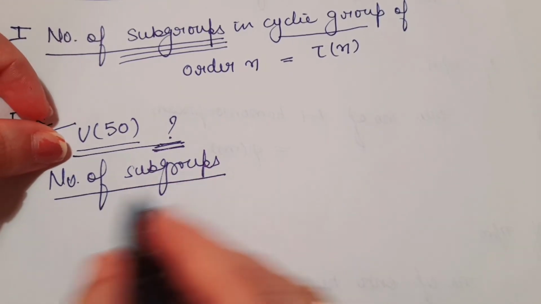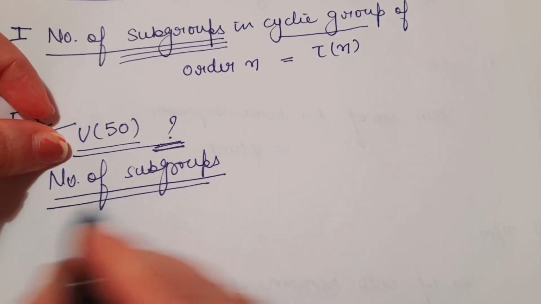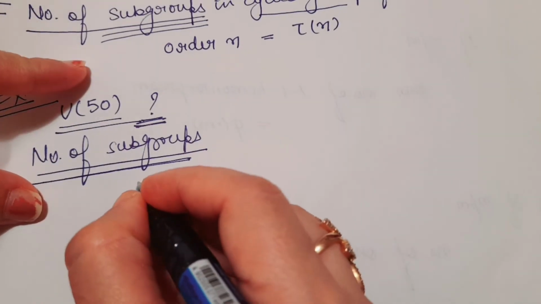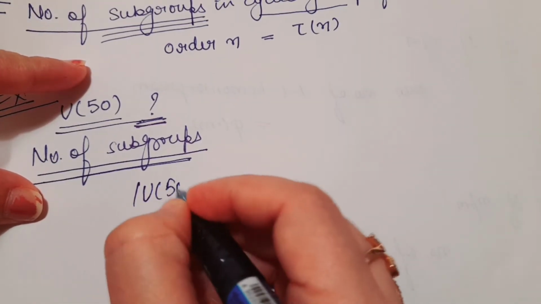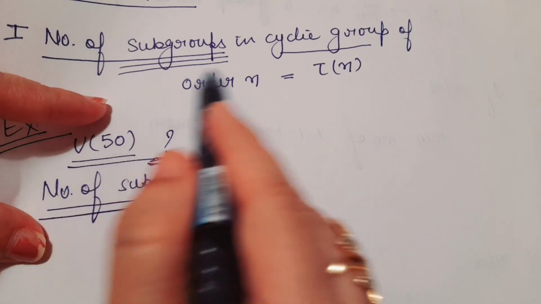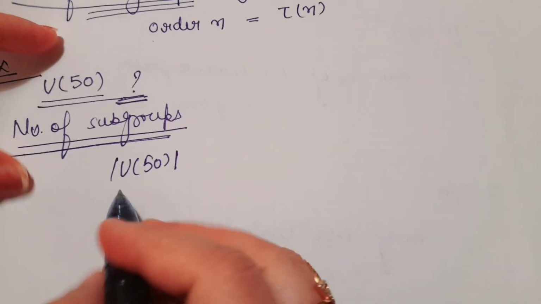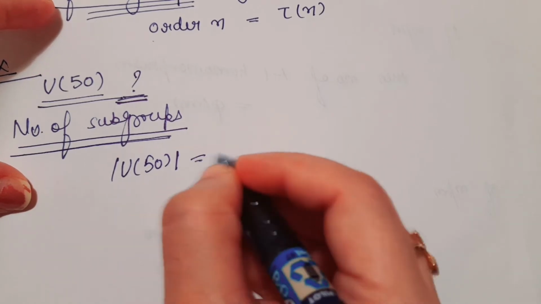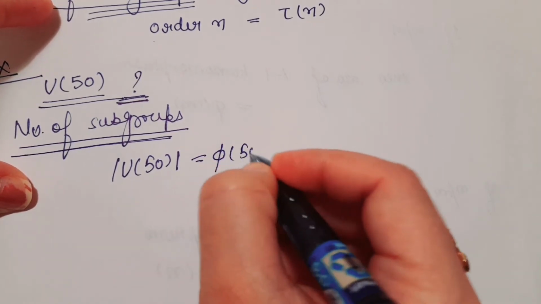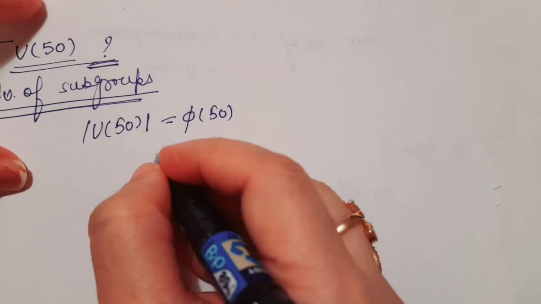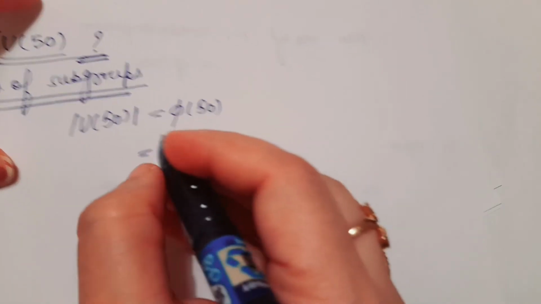Then we need to find the number of subgroups. For that we should know the order of U50, because the number of subgroups of a cyclic group of order n is tau n. So what is the order of U50? The order of U50 is phi 50. Can you calculate phi 50? Yes, easily we can calculate phi 50.